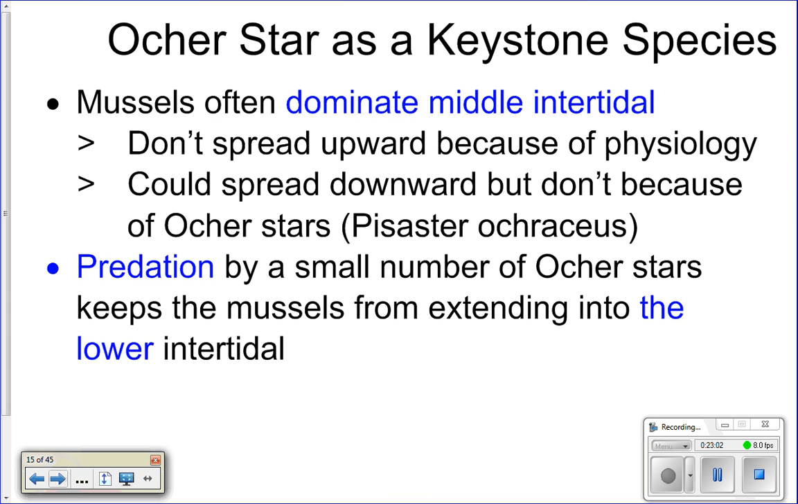All right. So the sea star, the ochre star, is actually a keystone species in the rocky intertidal zone because it keeps mussels in their place. And it only takes a few sea stars to have a big impact.